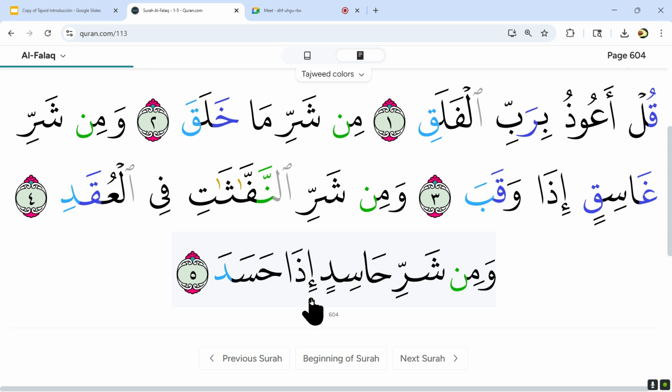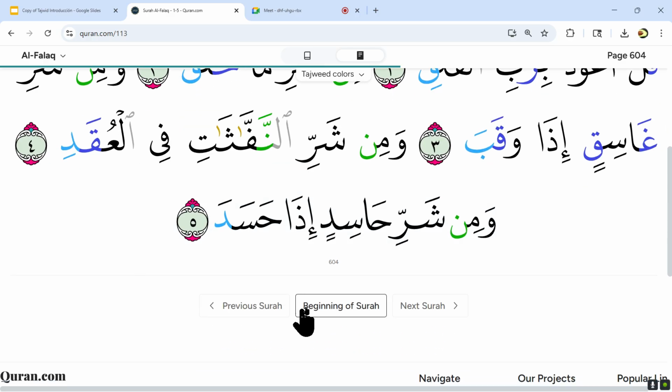Is it 1, 2, 3, or 4? One second, I got that right here. I'll give you a hint, it's a throat letter. Idhgham, right? Ithar. The first rule. Okay, the Hamza. I'm tripping, bro. I don't know why I was looking at something else.